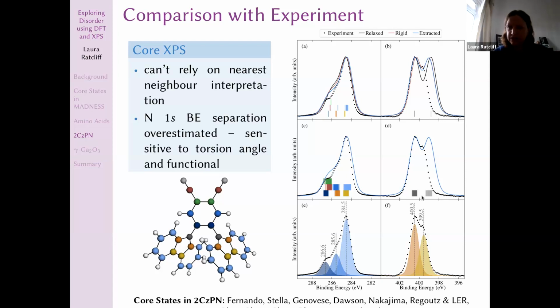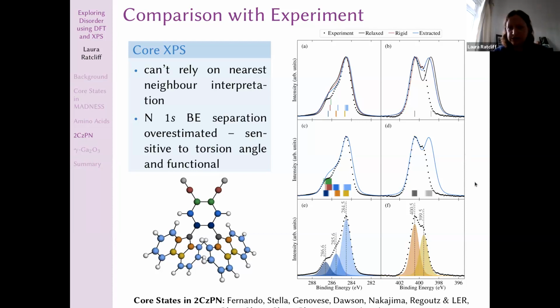We also find that the nitrogen 1s binding energy peak separation is overestimated compared to experiment. This is mostly due to the fact that PBE is not really doing a good enough job for this system. But we also see some subtle effects if we compare the relaxed to the rigid extracted molecules. For the carbon, it's pretty subtle, but for the nitrogen, we see that disorder is having a much bigger difference, particularly in this peak separation.